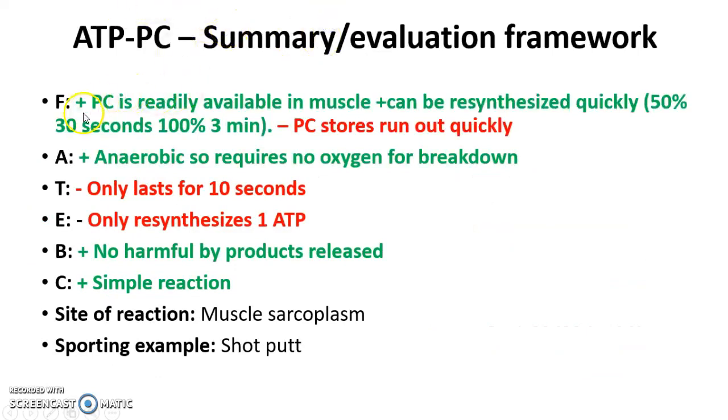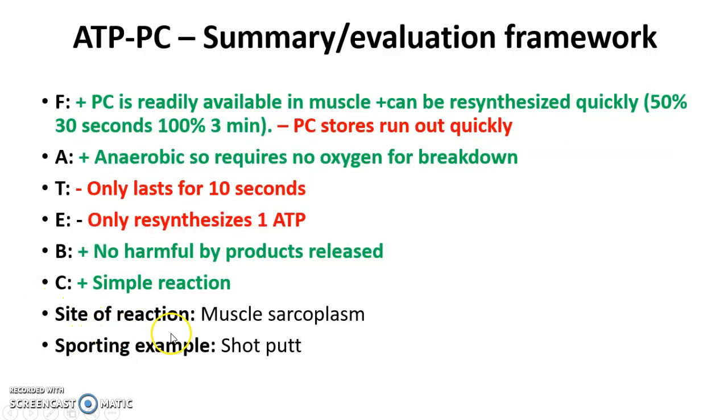So, of course, the key evaluation point here is the idea that PC is readily available in the muscle, and it can be resynthesized quickly. So it's readily available in muscle. It could be resynthesized quickly. We know from the fast epoch that 50% can be recovered in 30 seconds, 100% in 3 minutes. However, PC stores run out quickly.